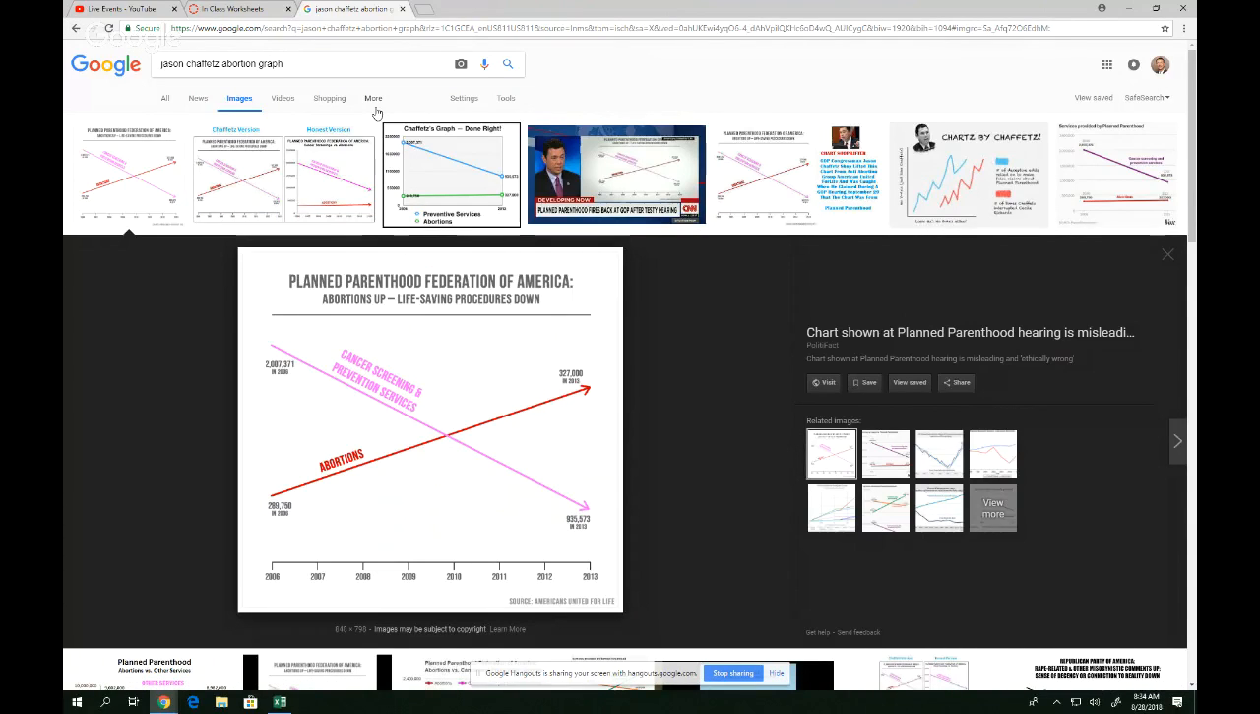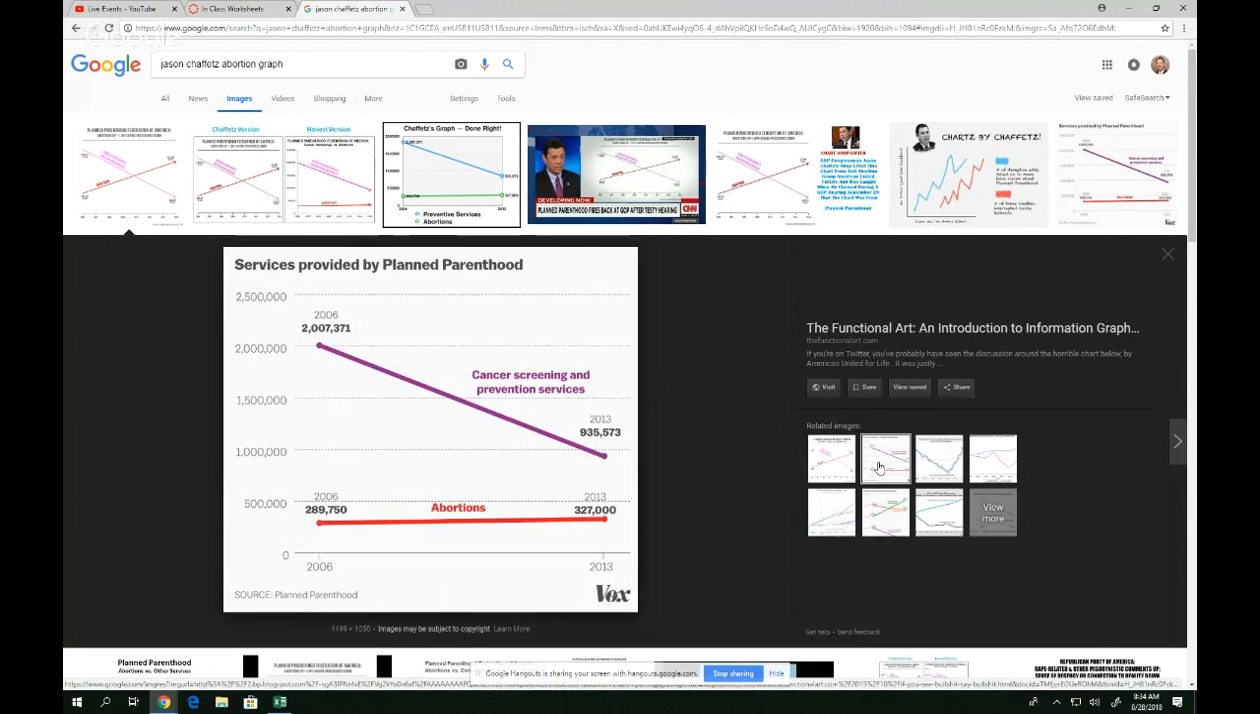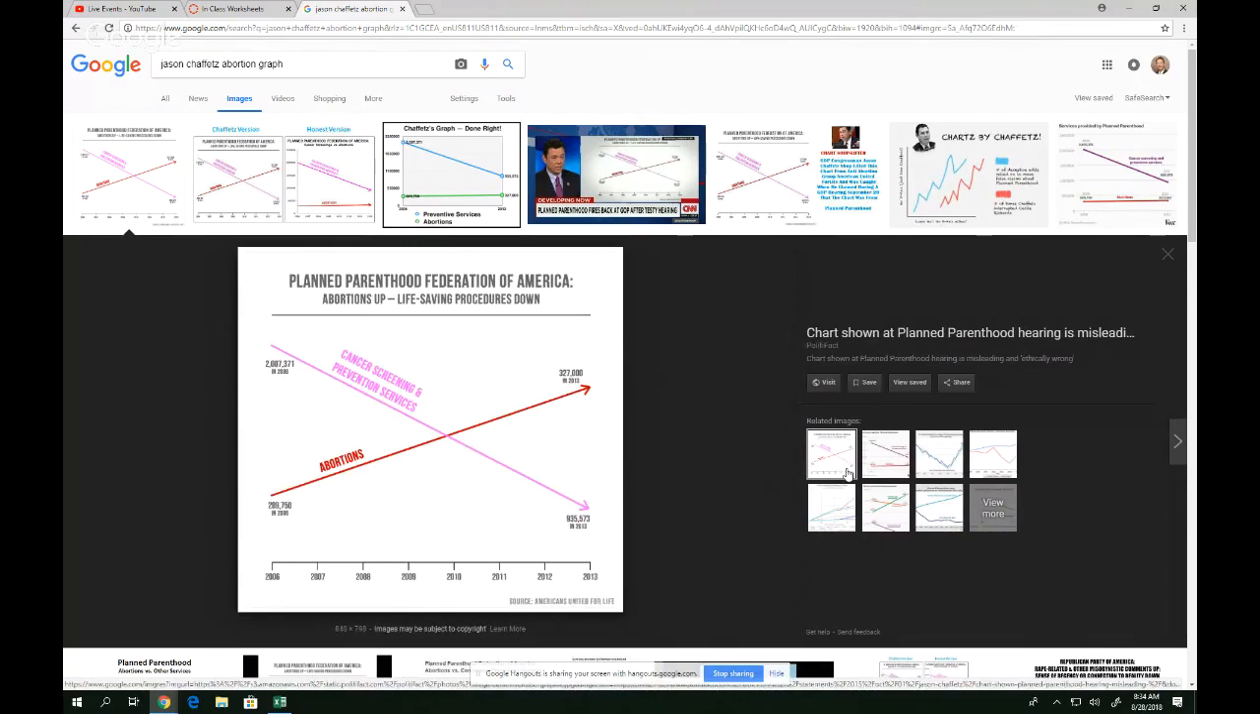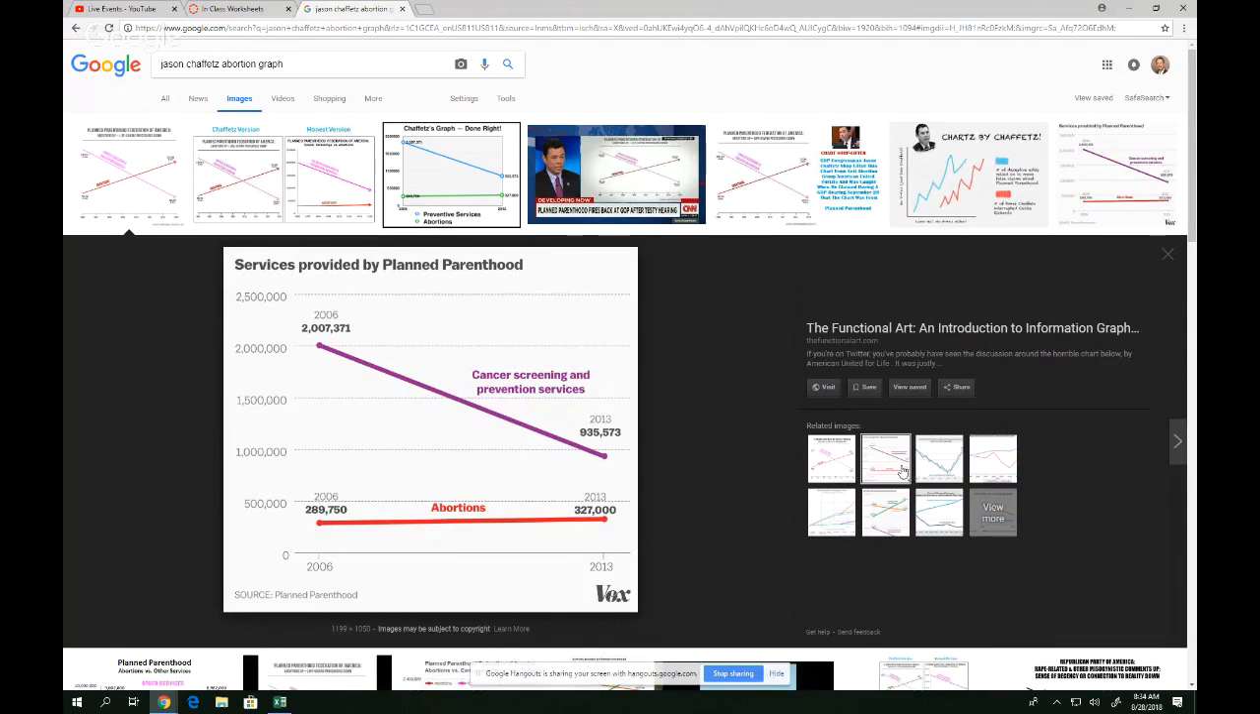Now, if he had used it properly and if he had scaled it, that's what it would have looked like. Okay? Abortions are flat. Yeah, they've increased a little bit. Cancer screening and other services have gone down. But that's what a non-distorted graph would look like. Why do you think he used the first graph? To make it look like there were more abortions, right? And really, abortions are pretty flat, right?